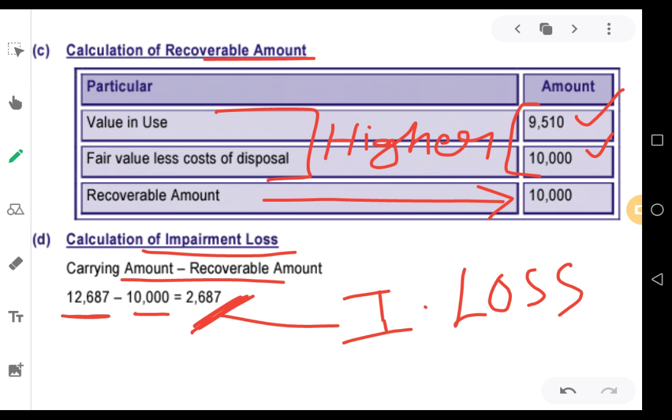Once you calculate the impairment loss, sometimes in problems they might ask you to calculate revised depreciation.